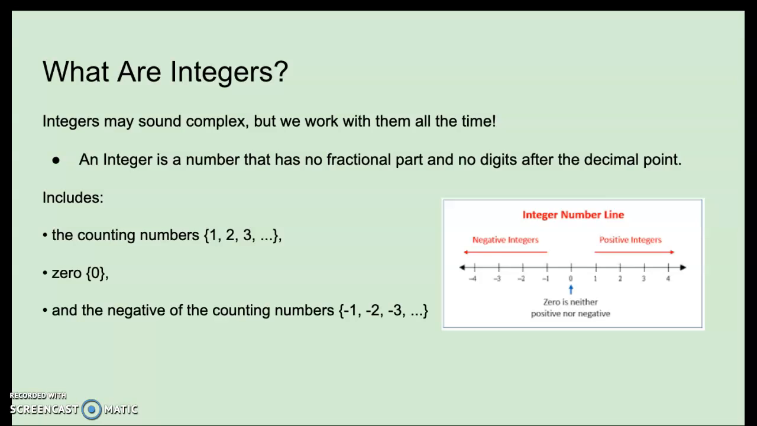To truly understand integers, we first need to know exactly what they are. Integers may sound complex, but we work with them all the time. An integer is a number that has no fractional part and no digits after the decimal point. Integers include counting numbers such as 1, 2, 3, 0, and negative counting numbers such as -1, -2, -3, and so on. The picture to your right showcases a visual representation of integers on the number line. As you can see, to the right of 0, those are positive integers, and to the left of 0, those are negative integers.